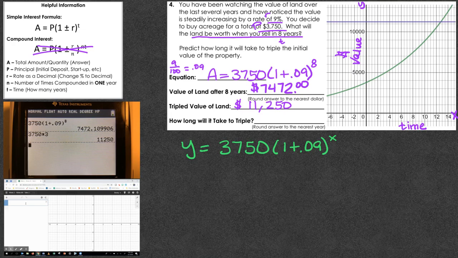And we know what our goal is. We need to know how long it's going to take to get to 11,250. That's our tripled value. So we're going to create a second equation, which is going to be y equals 11,250, and we're going to put both of these equations into Desmos, and where they intersect will be our location of time. Now, it will give you an exact time. All we're asking you to do in this problem is round to the nearest year.